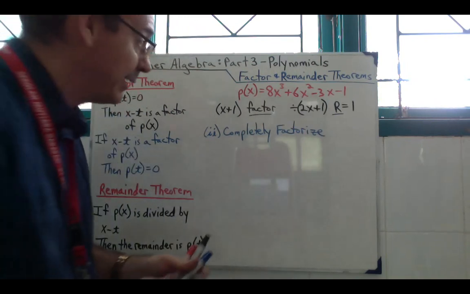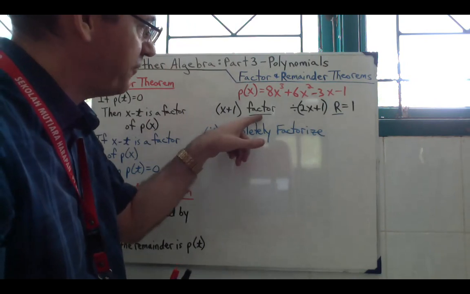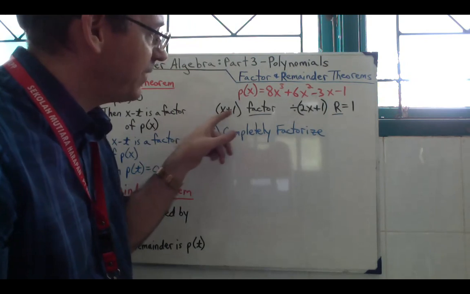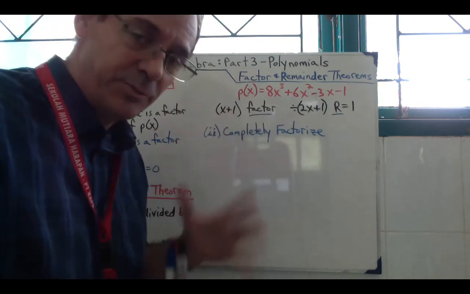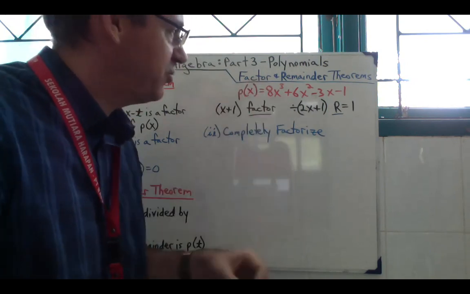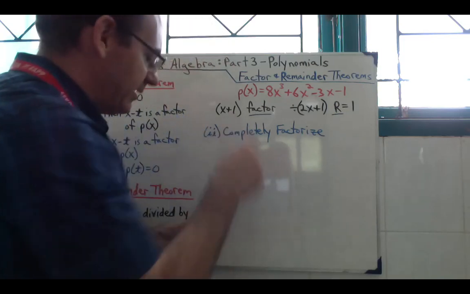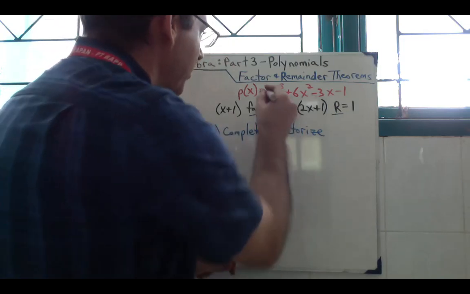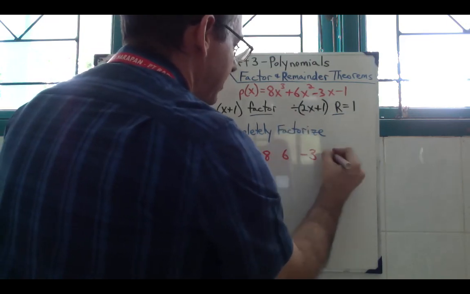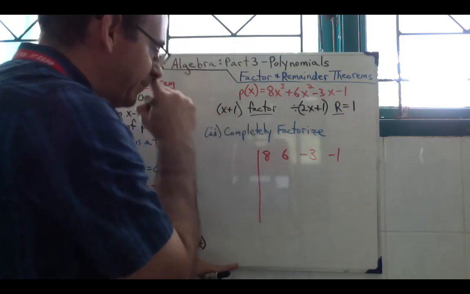Well, the best way to do this is, since this is a factor, that means it divides evenly. So if we divide out this factor, an x from an x cubed, that will leave us a quadratic. We already know how to factor quadratics. Factoring cubics directly is a little bit more challenging. So if we can already take advantage of this, we can take our 8, 6, negative 3, and negative 1, the coefficients, and we're going to divide by x plus 1.